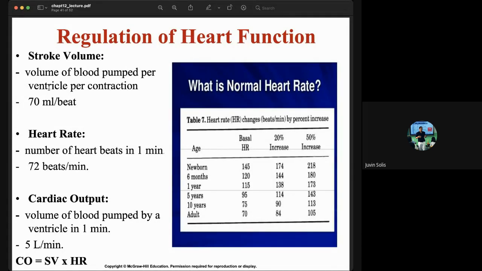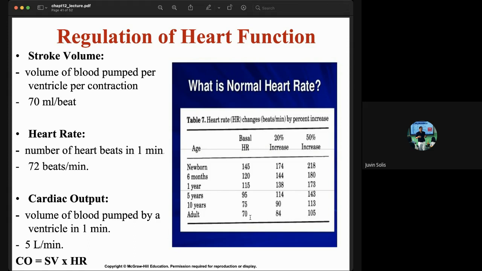Now here, syempre, paiba-iba tayo ng pasyente. If we have different sets of patients, they also have different sets of normal values. So newborn usually is 145 heartbeats per minute. 6 months old is 120, 1 year is 115, 5 years old is 95, 10 years old is 75, and for adults, it's usually 70.